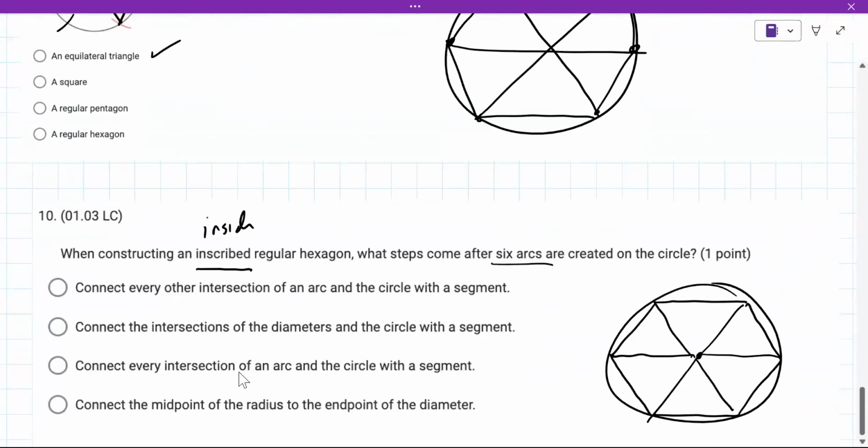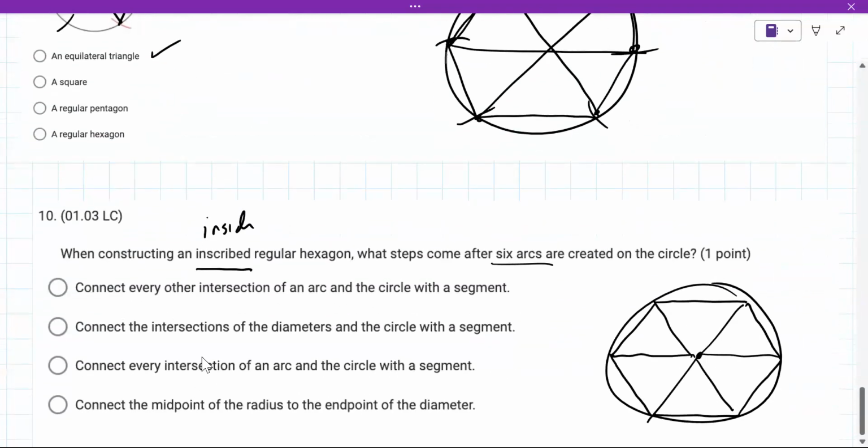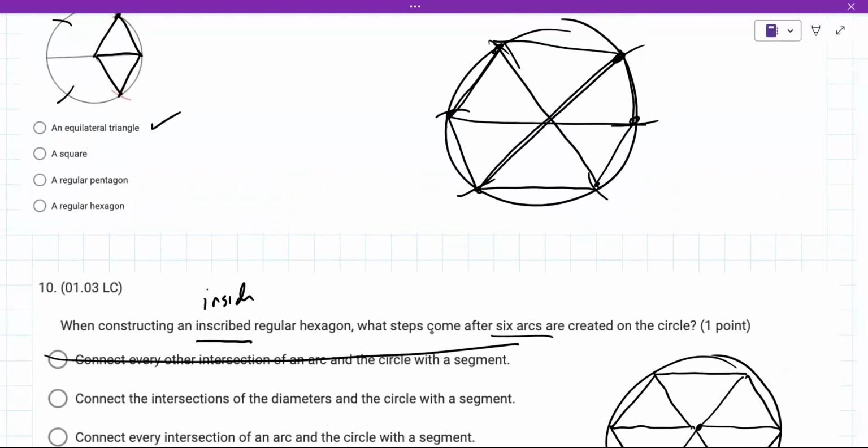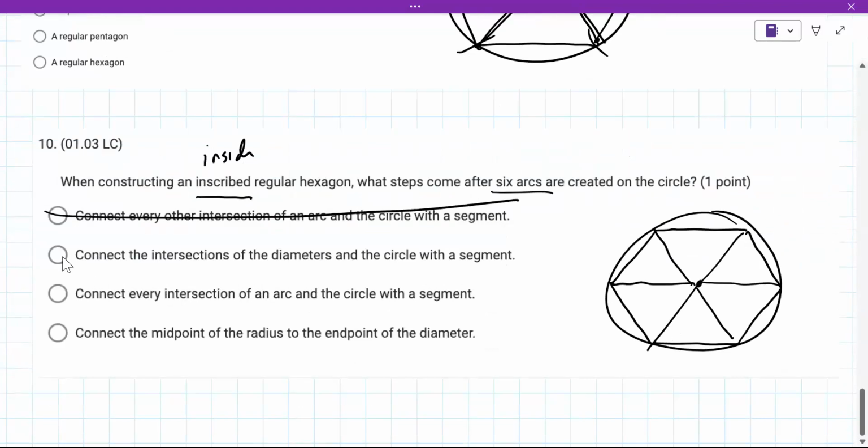So connect every intersection of an arc and the circle with a segment. That's what we did here. We connected every intersection, because there's an arc, arc, arc, arc, arc, arc, and we connected every intersection along the outside. So it's not every other. Okay, so you do eventually connect the intersections of the diameters. You do eventually go this way and get these, but I don't think that's next.